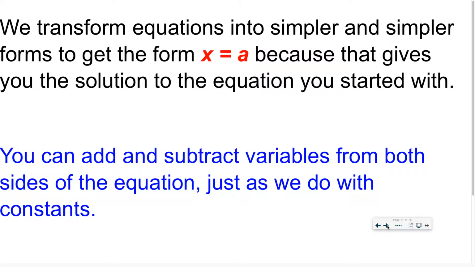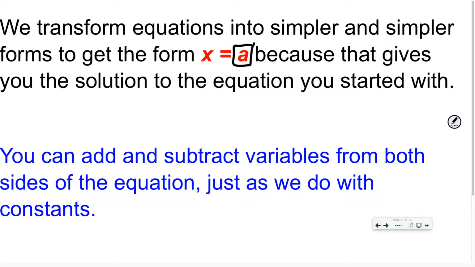So we can transform equations, and we want to transform them so that they're in the form x equals a, where a means any number. That's how you solved equations. You've ended up with x equals 7, x equals negative 3, x equals 11. That's how you've solved equations since last year, maybe even the year before. The key difference here is you can add and subtract variables from both sides the same way you added and subtracted numbers.